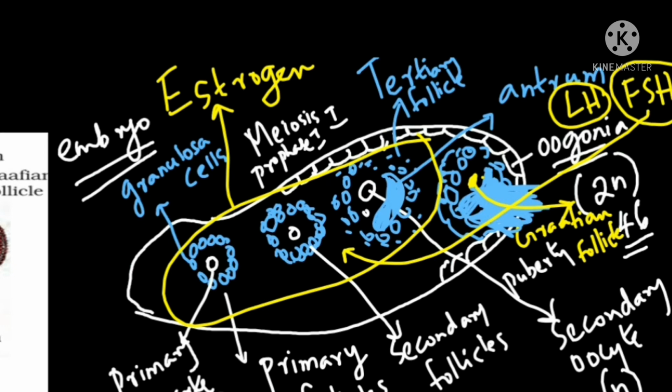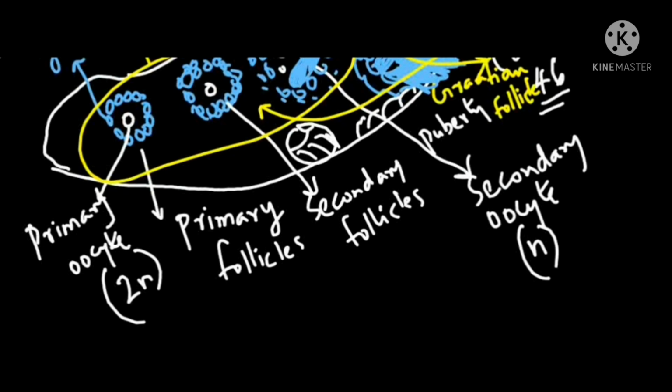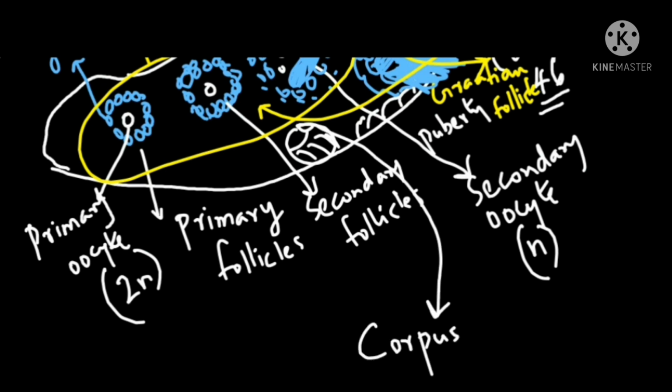And once the growth is over, the Graafian follicle has to break. That breaking is caused by luteinizing hormone. And the Graafian follicle will become ruptured, no? That ruptured one now doesn't have any secondary oocyte. This broken, ruptured Graafian follicle will now be called corpus luteum. Ruptured means broken, empty. The empty Graafian follicle is called corpus luteum.